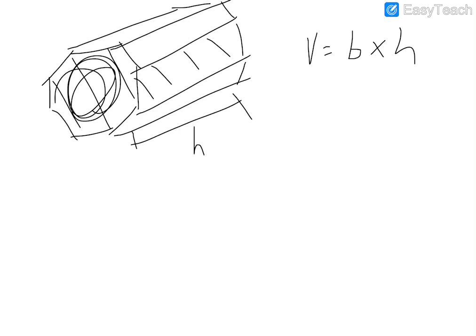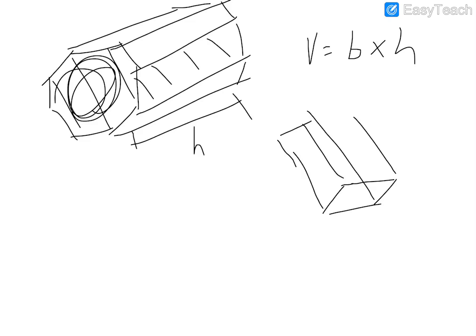And a right prism is when the sides are perpendicular to the bases. So if you have something like this, where it's slanted, that's still technically a prism, except it's not a right prism because it's not perpendicular here. So a right prism is when the sides are perpendicular to the bases. Those are the most common prisms. Usually you won't see them slanted.